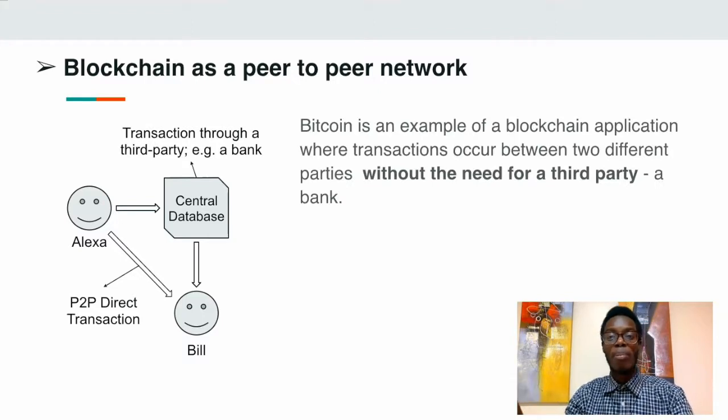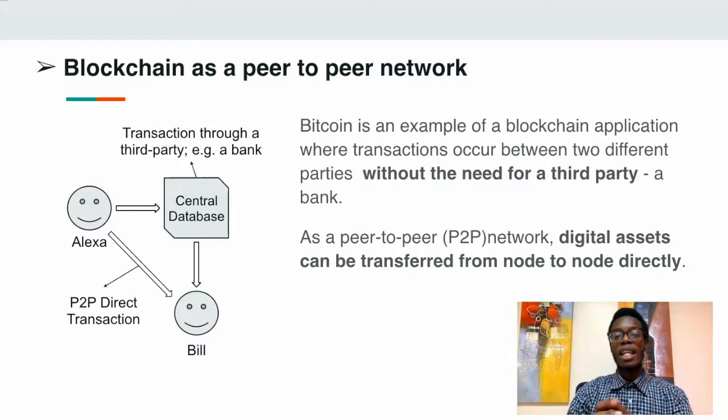Bitcoin is an example of a blockchain application where transactions occur between two different parties without the need for a third party, a bank. Blockchain is a disintermediator. It kills the whole essence of a third party or an intermediary in any sort of transaction.